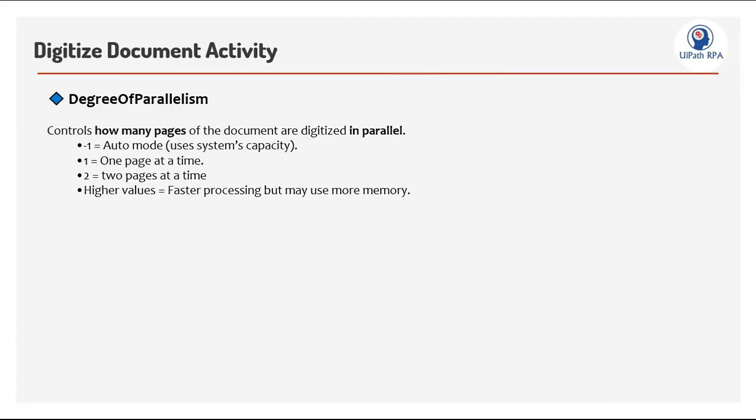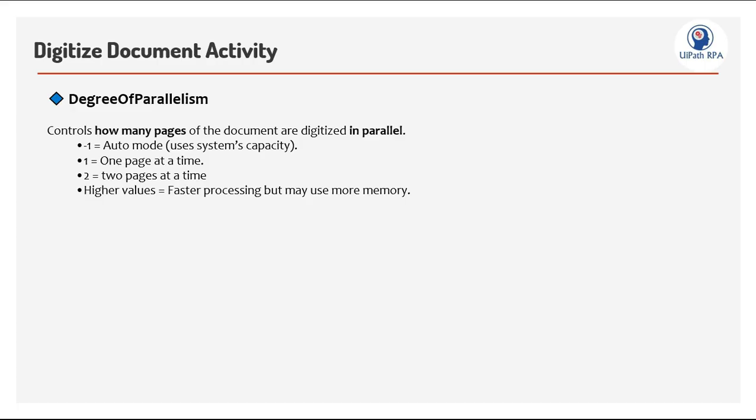It controls how many pages of documents are digitized in parallel. If you set it to -1, it's auto mode, which means it is based on your system capacity. If you set it to 1, it processes 1 page at a time. If you set it to 2, 2 pages at a time. In the same way, a higher value means faster processing, but it may use more memory.